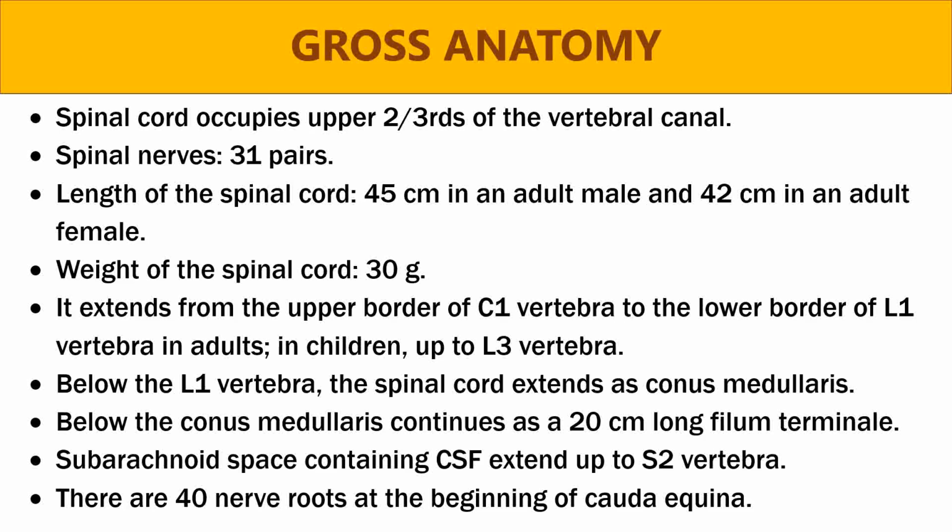The dorsal and the ventral nerve roots of the right and the left sides of the second lumbar to the first coccygeal spinal segments lie vertically around the filum terminale, and these are called the cauda equina. There are 40 nerve roots at the beginning of the cauda equina.